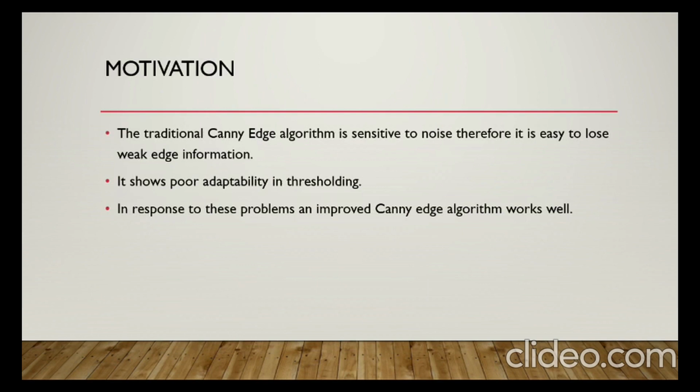The traditional Canny algorithm mainly has two problems. The first one is that it is very sensitive to noise, so we are going to lose the weak edge information. And the second one is that it shows poor adaptability in thresholding. These two problems were reduced by the improved Canny edge detection algorithm.